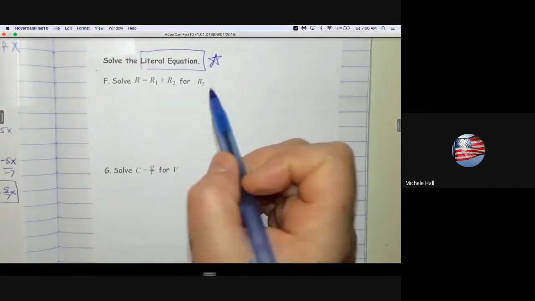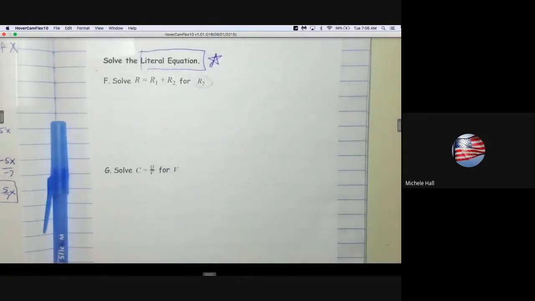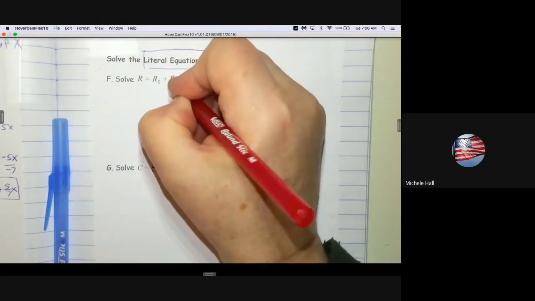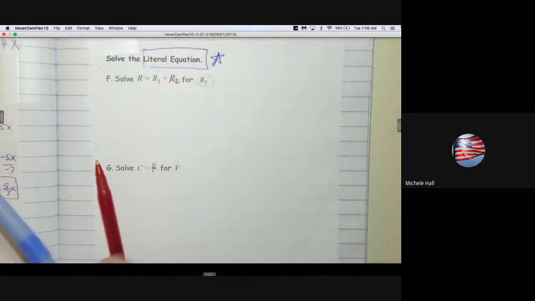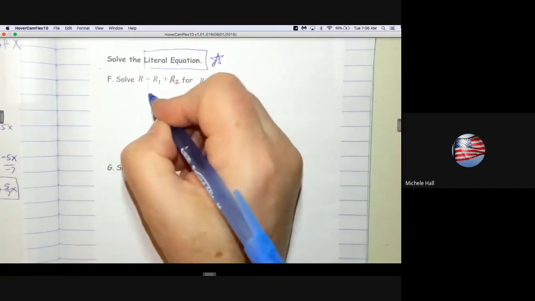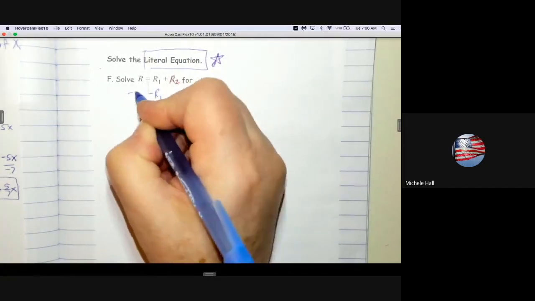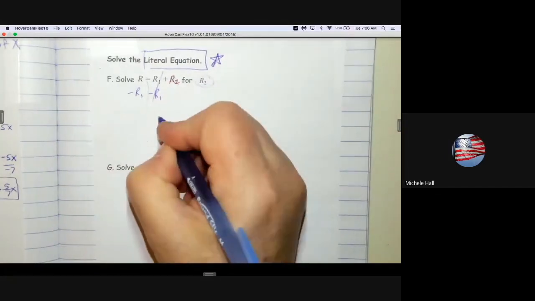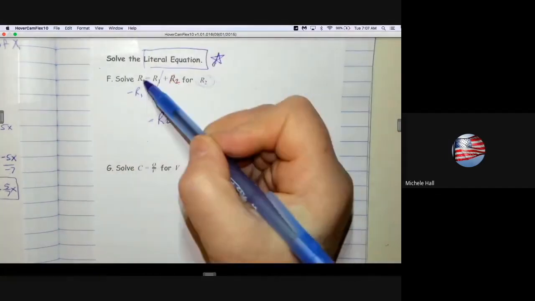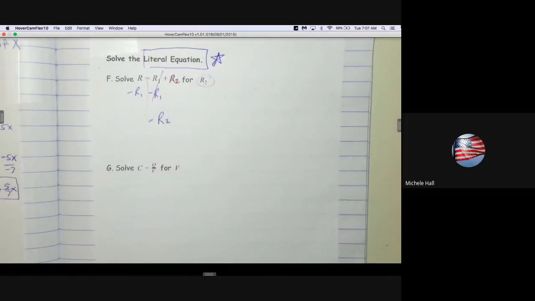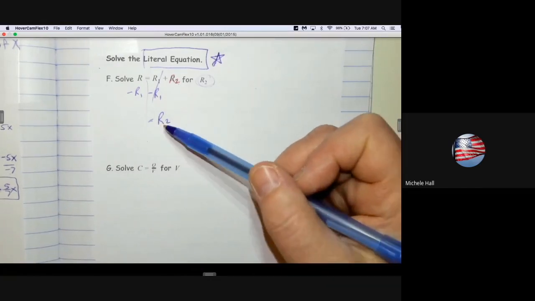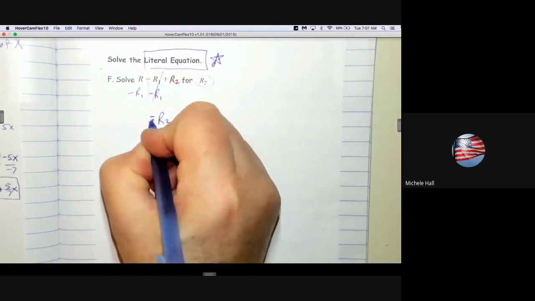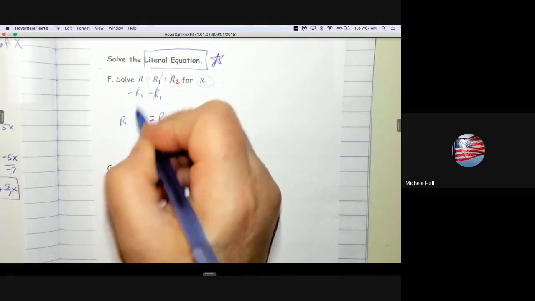It says to solve for R2. So where is R2? R2 is right here. I need to solve for it. Well, what's being done to R2? It's being added by R1. So if I want to put that on the other side of the equation, I would subtract R1. We're left with R2 equals, is R and R1 the same thing? No, they are not. Just like capital letters and lowercase letters are not the same, it's important that you use exactly the variable that is given to you. So we have R2 equals R minus R1.